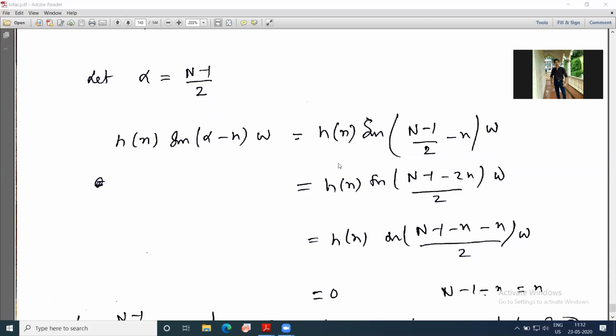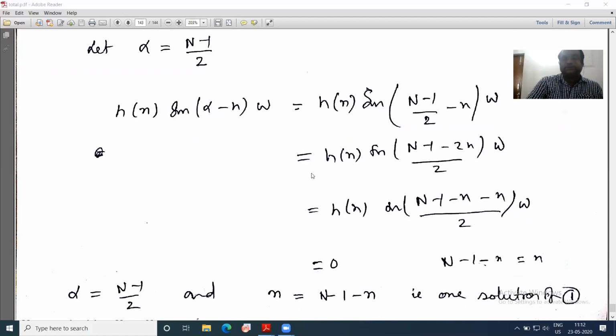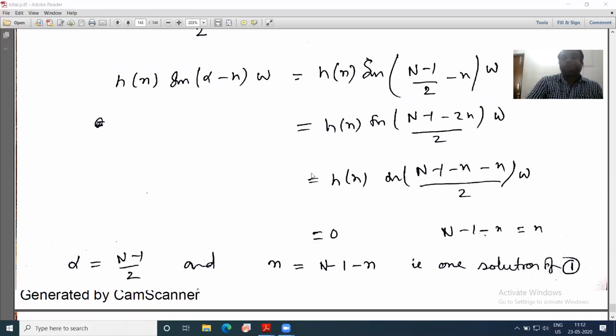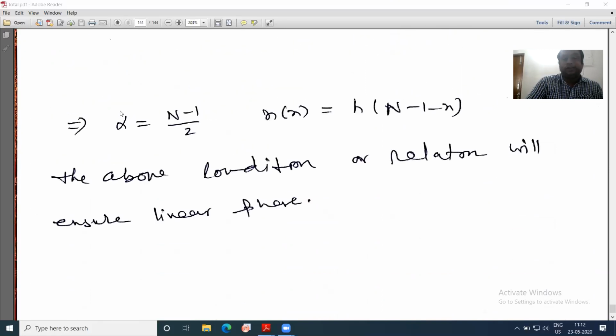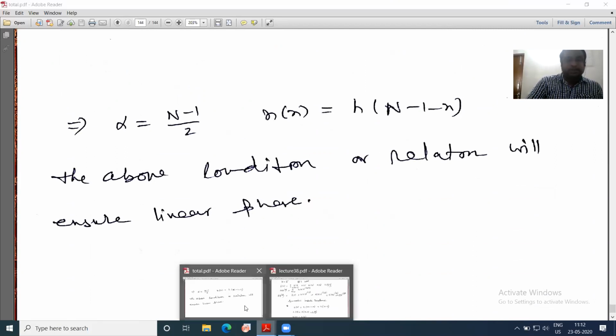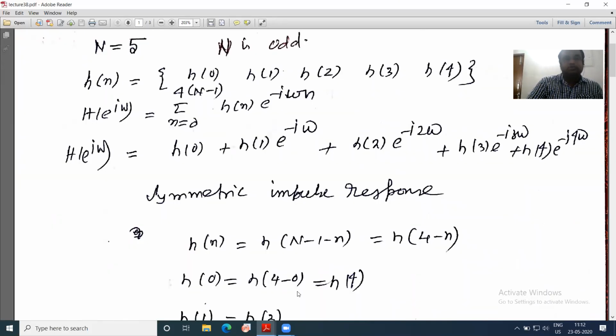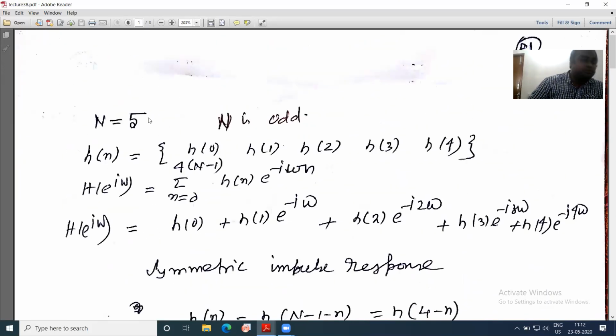Now, once we have understood this, the next thing I am saying is that this is the relation: alpha equal to (N minus 1) by 2 and h(n) equal to h(N minus 1 minus n). This will ensure linear phase characteristics. Now, next what we want to look into: suppose N equal to 5 and N is odd. Then what will be h(n)?